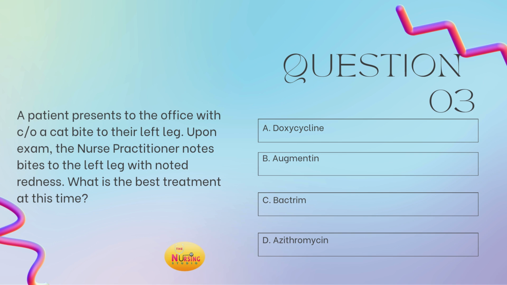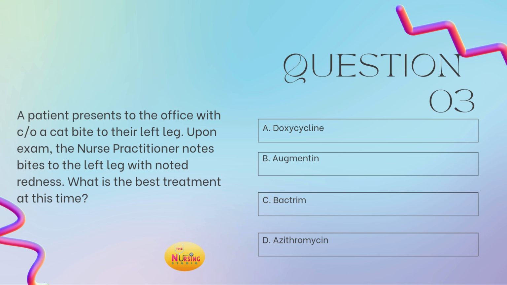All right, so stem of the question here states, what is the best treatment at this time? So what do we do, y'all? If they're asking for a treatment in the stem, run it back and look at the diagnosis. See if they have provided you with the diagnosis. If not, run it back a step further and look at the assessment findings. So here, it's a bite. It's a cat bite, right? On exam, the nurse practitioner has confirmed this cat bite with some redness noted.